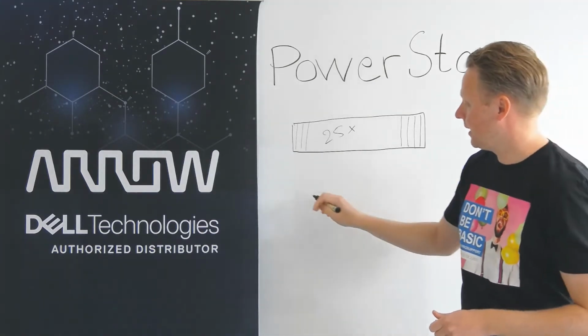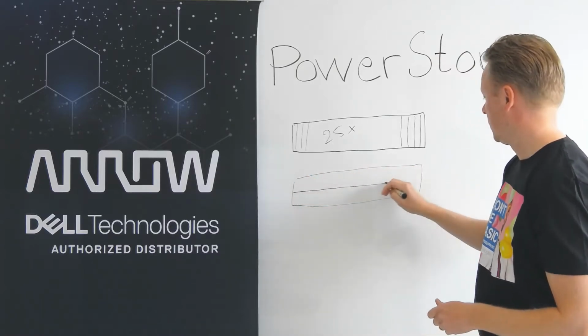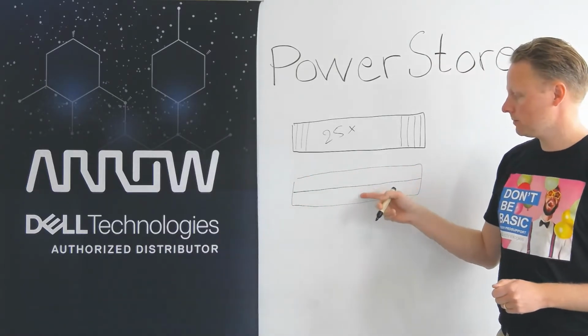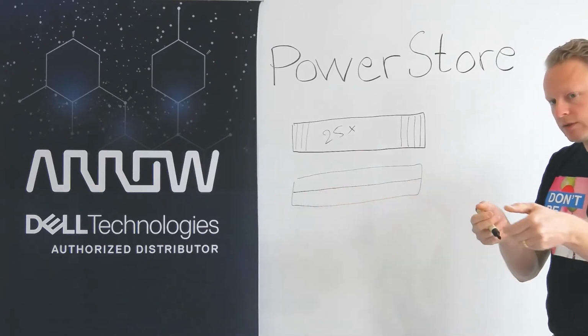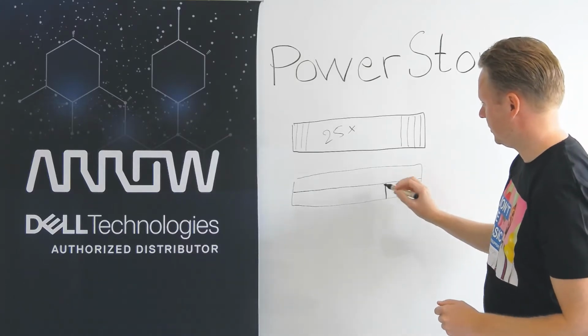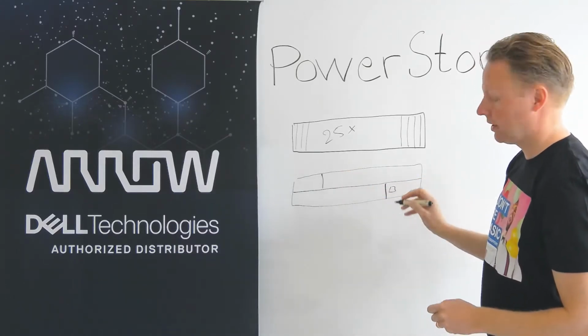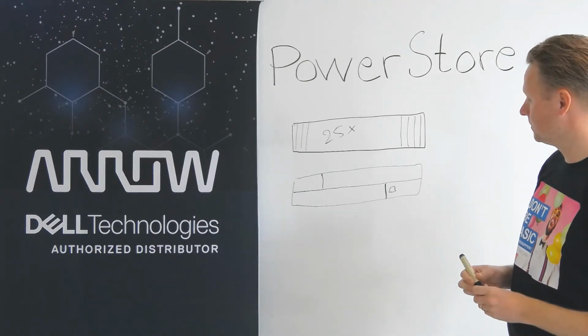In the back of the appliance, you have 2 storage nodes, redundant. They slide in from the back. Here you also have the connectivity part with 10 gig, 25 gig, and fiber channel 32 gig ports.